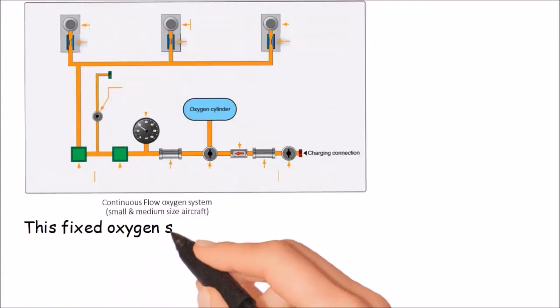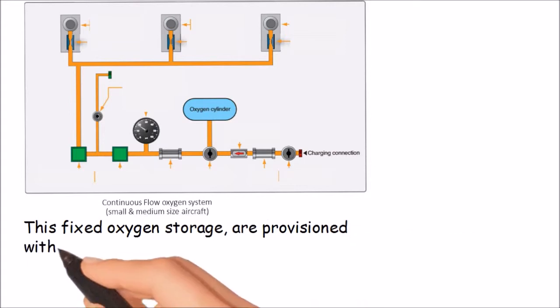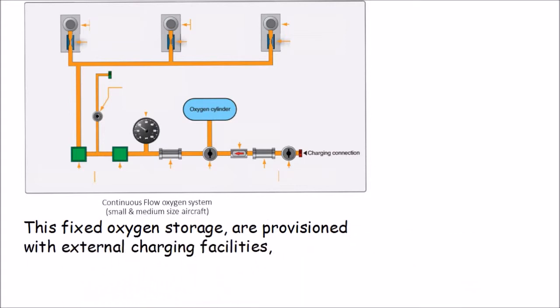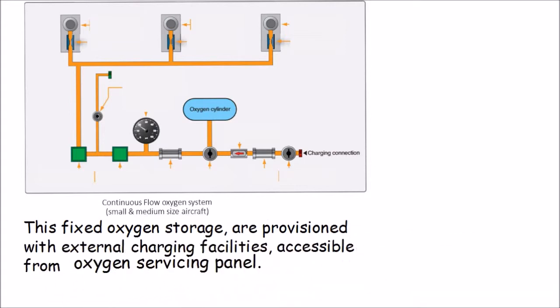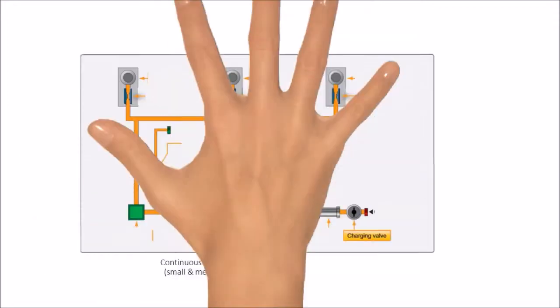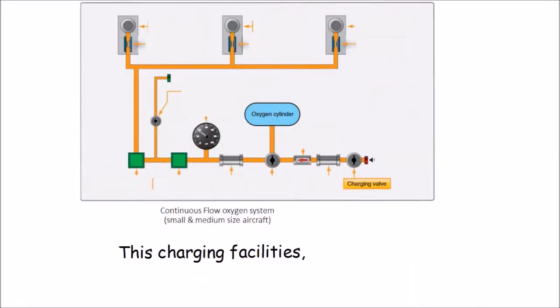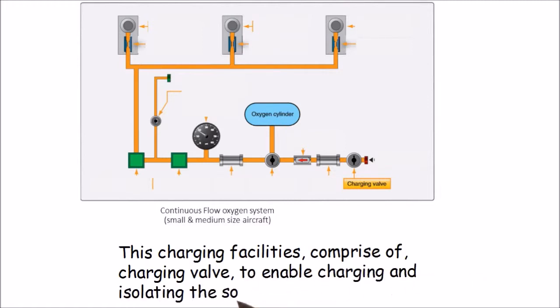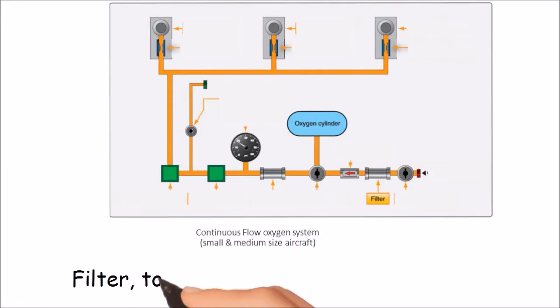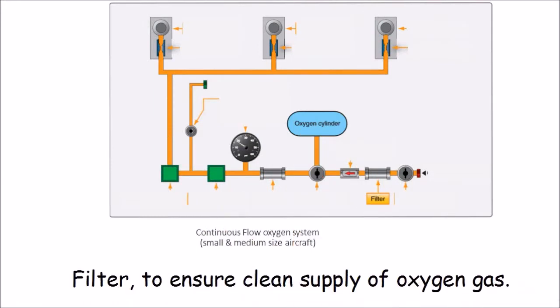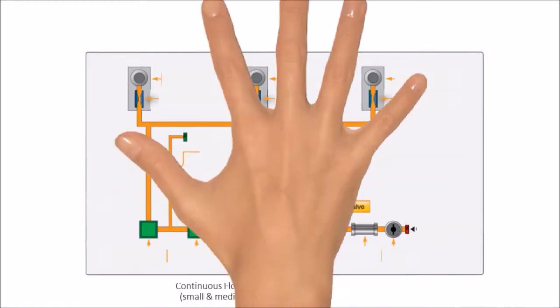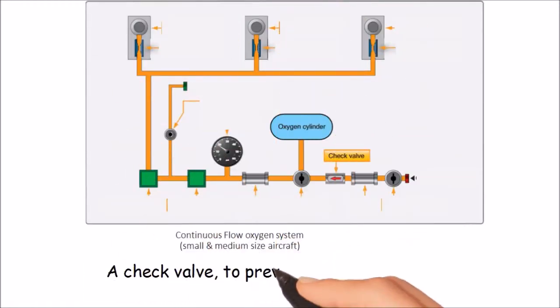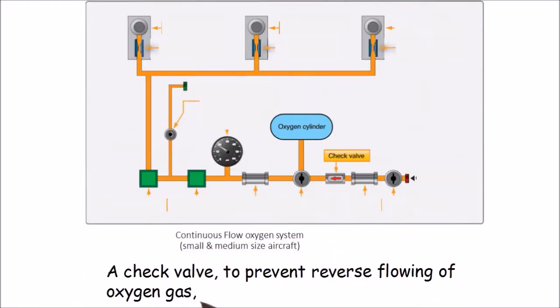This fixed oxygen storage is provisioned with external charging facilities accessible from the oxygen servicing panel. These charging facilities comprise a charging valve to enable charging and isolating the source, a filter to ensure a clean supply of oxygen gas, and a check valve to prevent reverse flowing of oxygen gas back into the charging source.